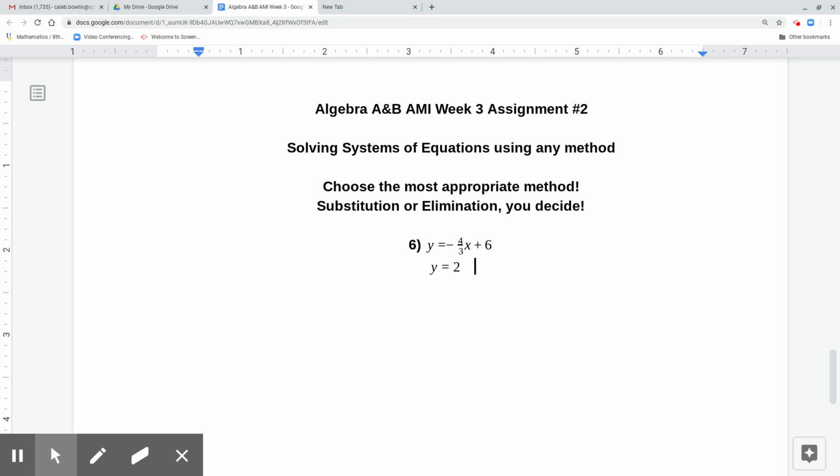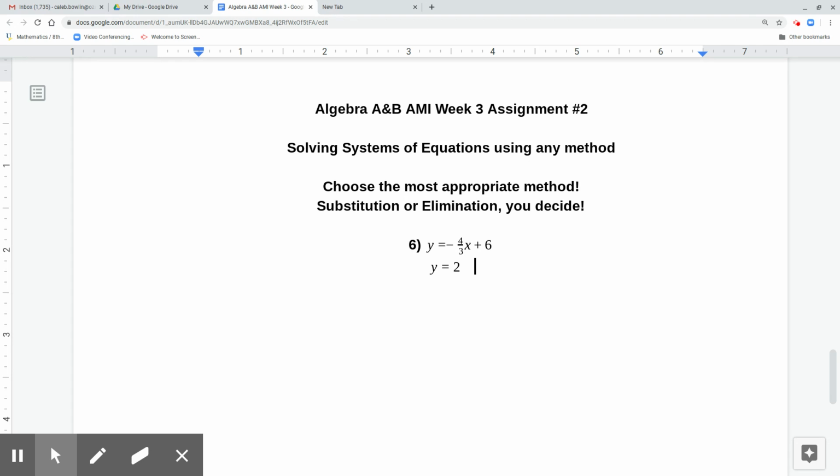This is your second video tutorial or lesson, whatever you like to call them, for AMI Week 3. Your last assignment had you practicing solving systems of equations with elimination. Today, if you haven't yet, you'll be doing an assignment where you pick what method you use to solve the system.